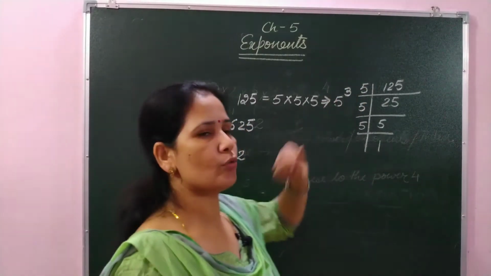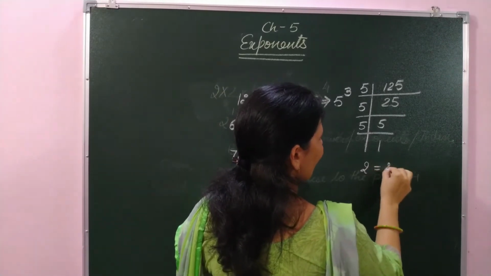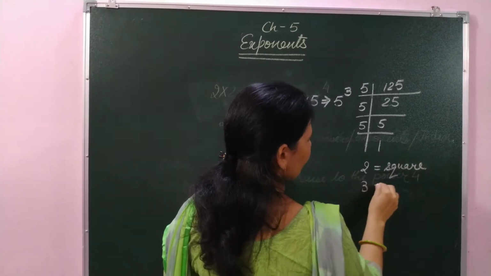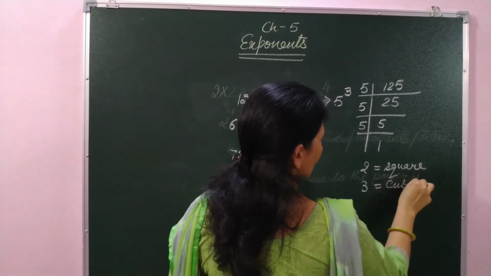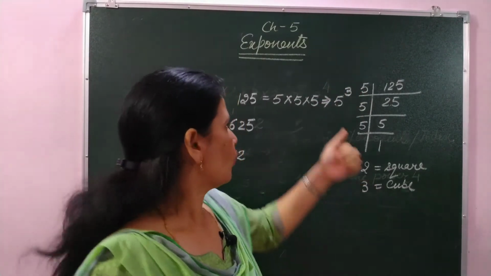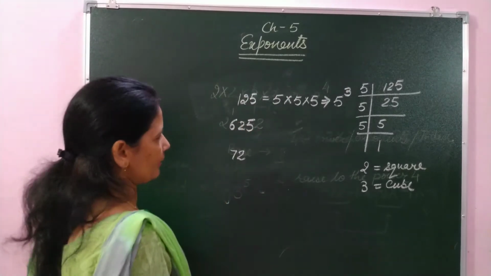And how do we read this one? In short, if the power is 2, we read it as a square. If the power is 3, then we read it as a cube. So here we can say 5 cube. Okay students, what is the power? 5 cube. Let's take 625.